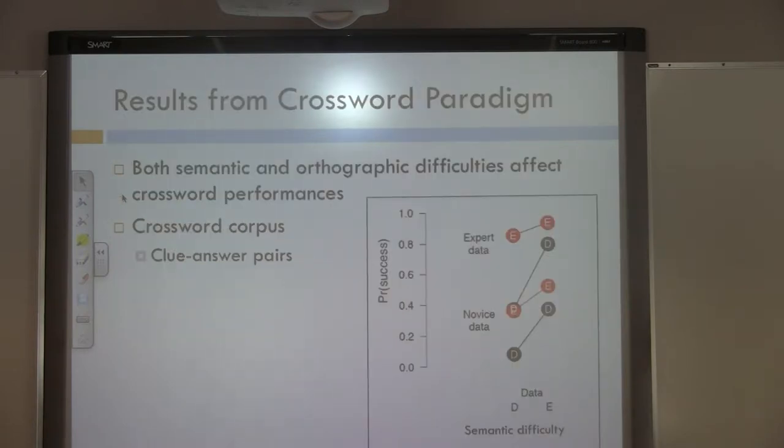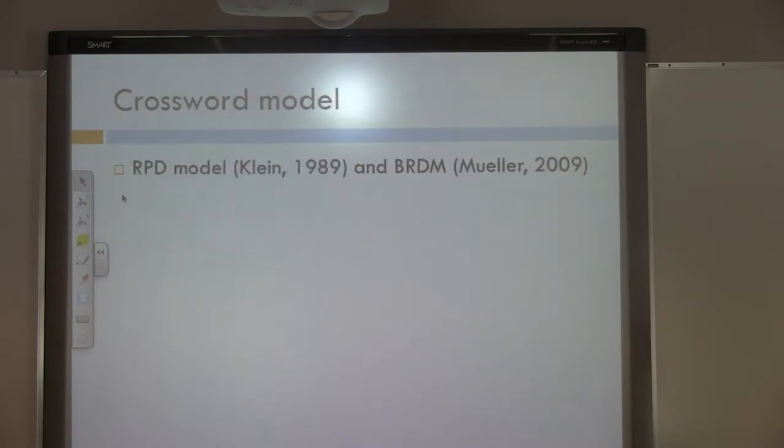And the result from this study is we found that both the semantic and orthographic difficulties affect the crossword performance. And we found that the semantic and orthographic difficulties have a negative interaction with each other. And we developed models and used a corpus of crossword clue-answer pairs to develop them. For the crossword models, we adapt the recognition prompt decision models and the Bayesian recognition decision models to this domain.